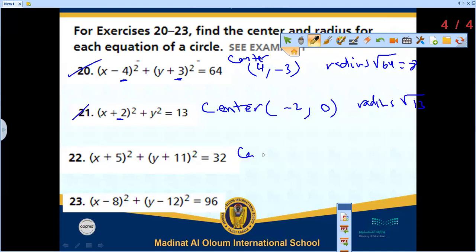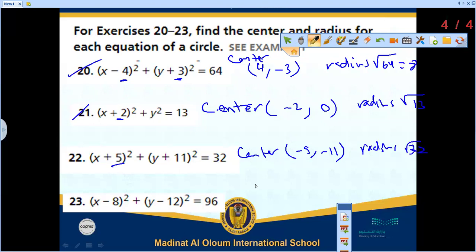Here, what is center? My center, change x, which is negative 5. Change y, which is negative 11. Or change the number beside x and change the number beside y. It makes negative 5 and negative 11. What is radius? Radical 32.